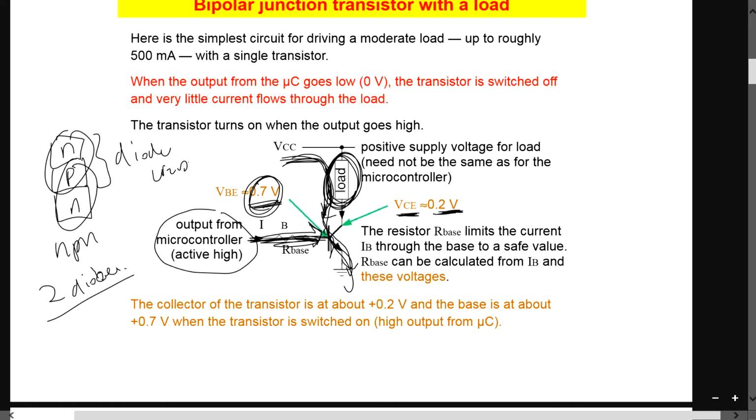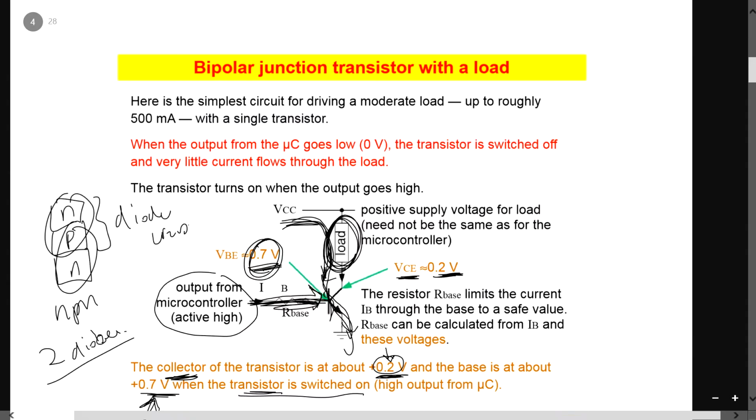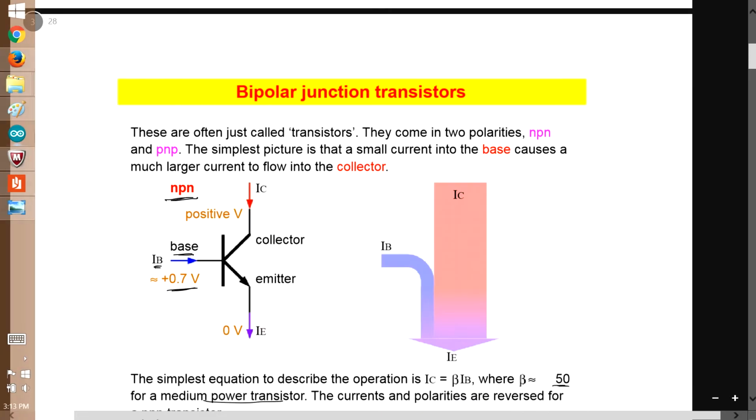So the key issue is that the collector of the transistor is at about 0.2 volt and the base is at about 0.7 volt when the transistor is switched on. In order to switch the transistor on, you need a base voltage of 0.7 volt and a collector voltage of 0.2 volt. So these are the two conditions that you need to understand. I think this is it for this first part.